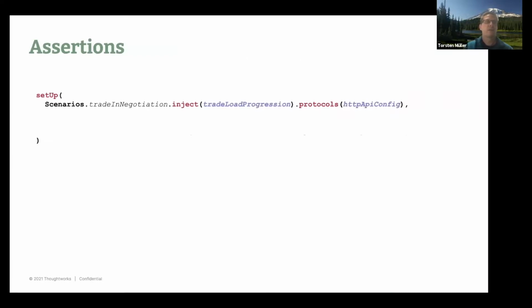So let's look at what the code actually looks like here. So Gatling uses the setup. We have our scenarios. So we have a trade-in negotiation, which is our scenario, which is the sequence of requests that we're going to be doing. Then we inject a certain traffic pattern, let's say just for a load test or for a spike test. And for these requests, we're going to use the HTTP API config.